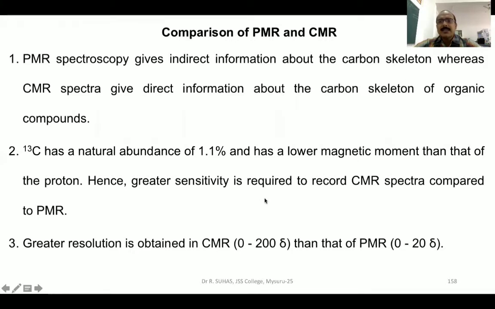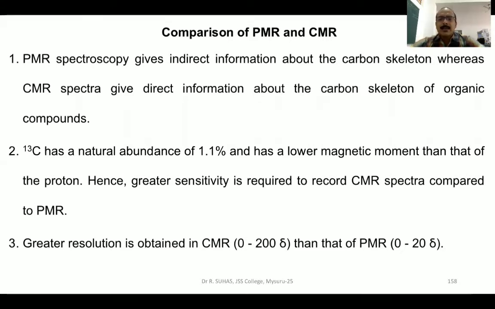The second difference is that the natural abundance of C13 is just 1.1%. The remaining 98.9% will be carbon 12. Also, the magnetic moment of C13 is very, very low compared to the proton. So when you take 100 carbon atoms, among the 100, only 1.1% will be carbon 13, whereas the rest will be carbon 12. And also carbon 13 has a very low magnetic moment compared to the proton. It is for this reason that we need to increase the sensitivity while recording the C13 NMR compared to proton NMR.